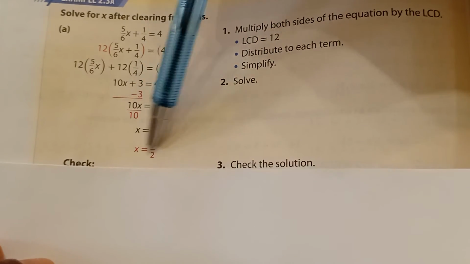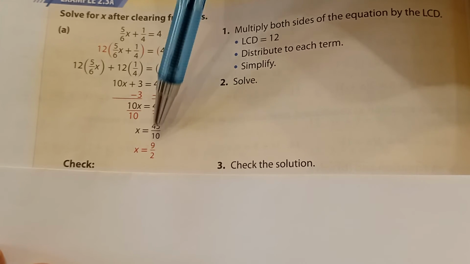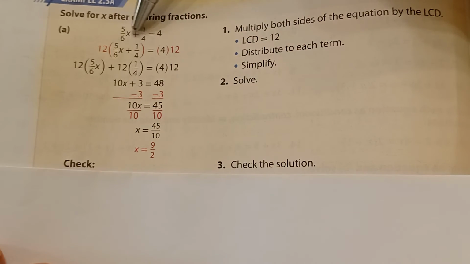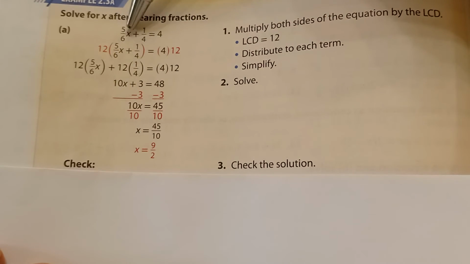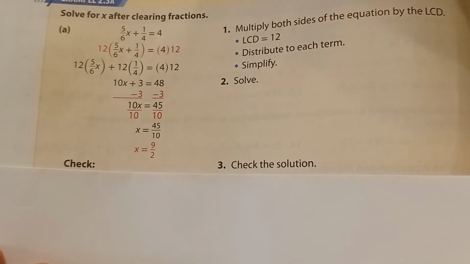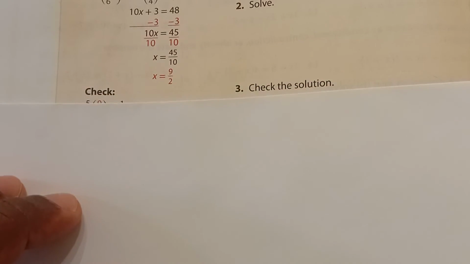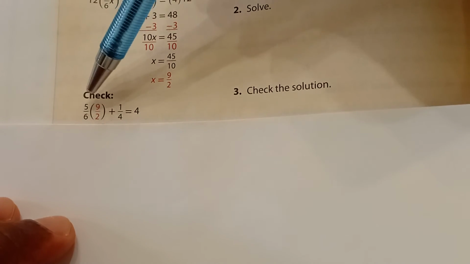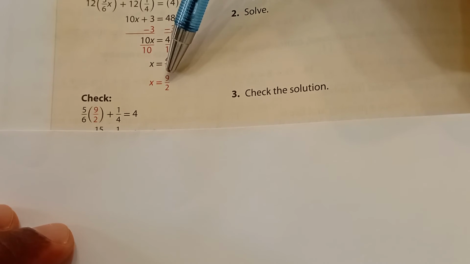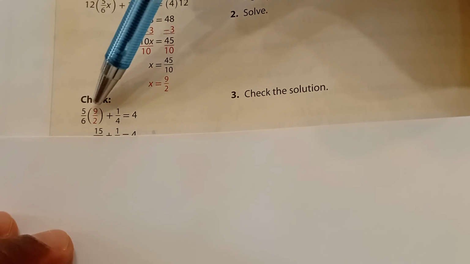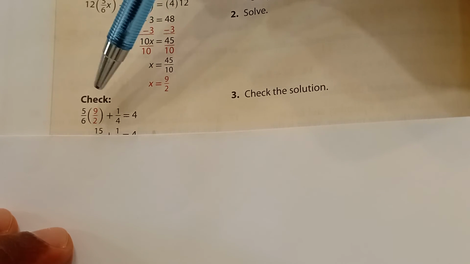Now we can check our solution, of course. Now this is the answer, but we can check our solution. How could we do that? Well, we simply go back to the original. We plug in the value of x wherever x is in the equation. So let's do that. So we have 5/6 of x, and instead of x, we put the value of x, which is 9/2. And so when we multiply this out, we can simplify that.